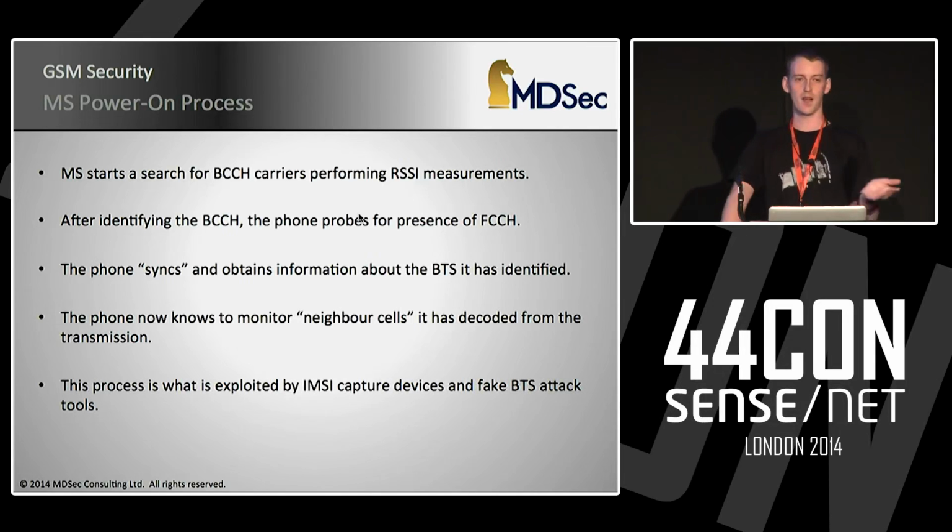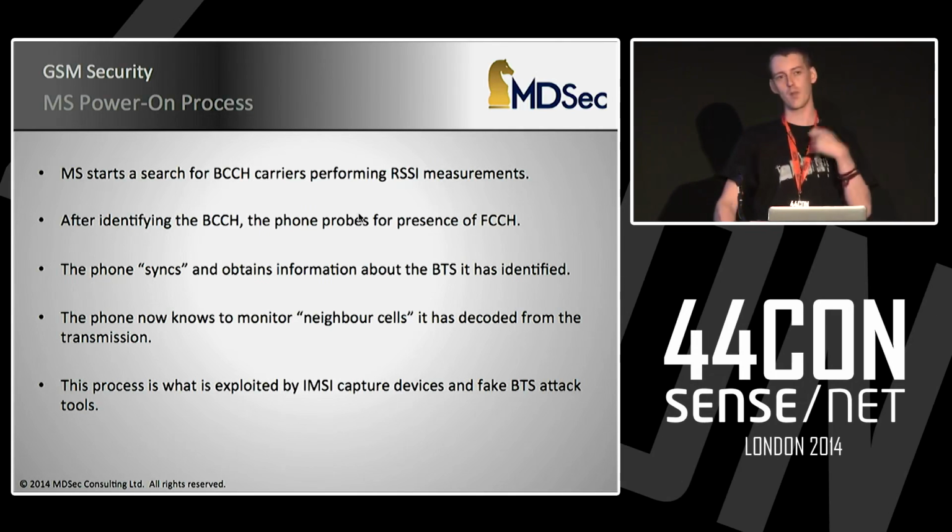And after it's identified a broadcast channel, it'll probe for the presence of the frequency correction channel. The phone will then sync and obtain information from the BTS about the network that it's trying to access. And it will then know at this point whether or not it should start monitoring the neighboring cells or trying to connect to that network if the cell has identified itself in an appropriate way. And essentially this whole process is unauthenticated, and it's essentially what's being exploited by IMSI capture devices and fake BTS attack tools.